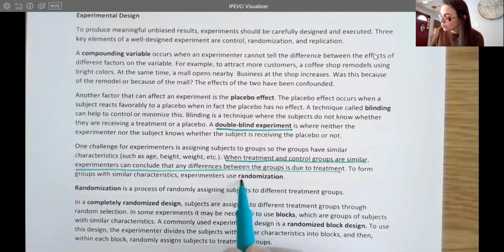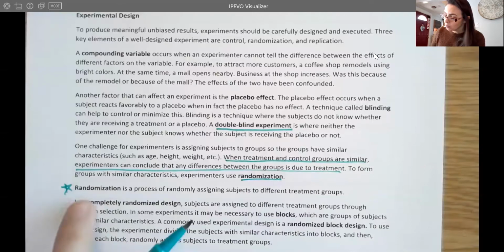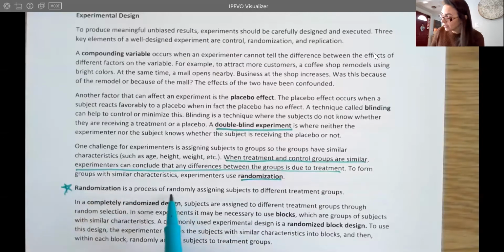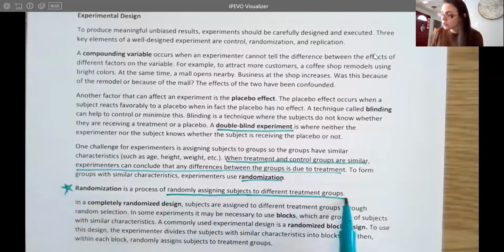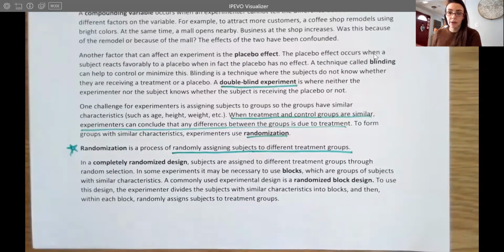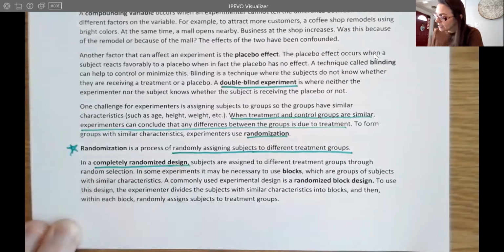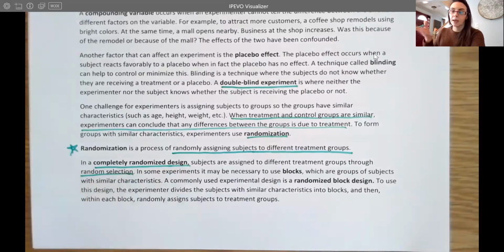And to do this, we use randomization, and this is a really important thing in statistics. So randomization is a process of randomly assigning subjects to different treatment groups. Now, there are different ways to do randomization, so we'll talk about a whole bunch of different ways. In a completely randomized design, subjects are assigned to different treatment groups through random selection. So think of that like putting a name in a hat, right?